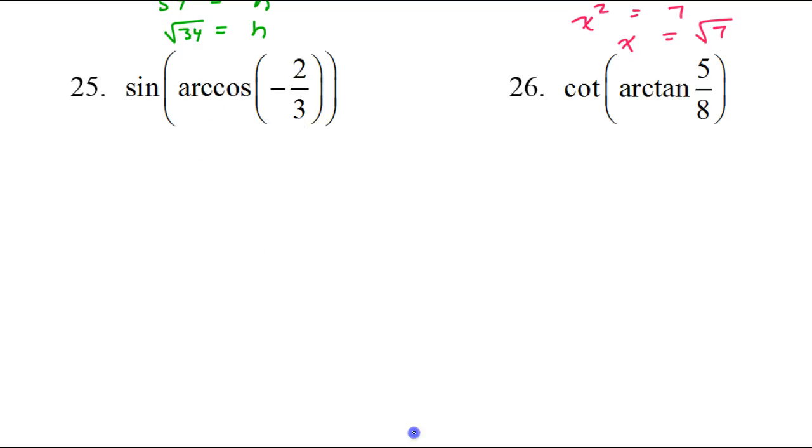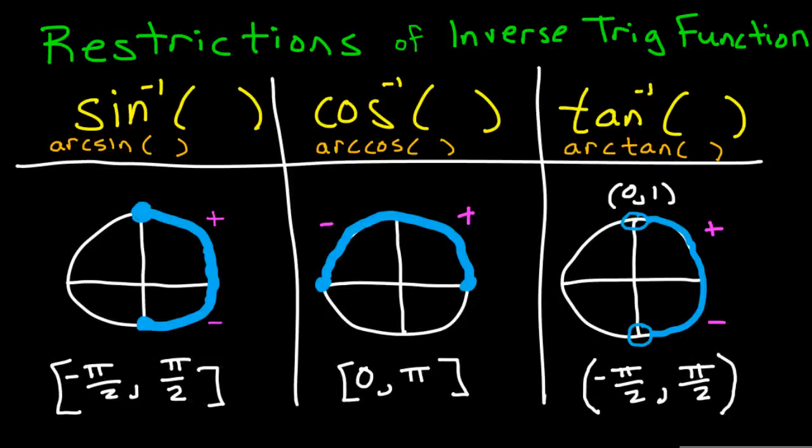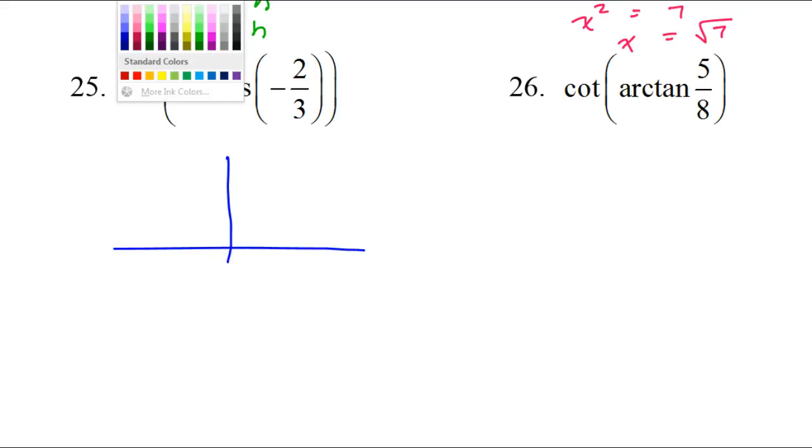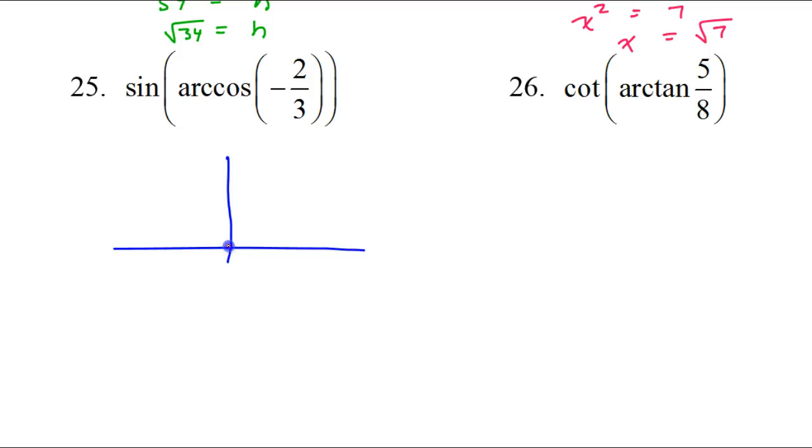I don't know what that angle is, but I can draw it. First of all, where is arc cosine defined? Arc cosine is only defined in the first quadrant and in the second quadrant. So when I draw my diagram, I need to stick to those two quadrants. So I'm going to draw my diagram like this, showing only these two quadrants so I don't get distracted. Now we want the cosine to be negative. The cosine is negative in the second quadrant. So I'm going to make sure that I draw my angle in the second quadrant.